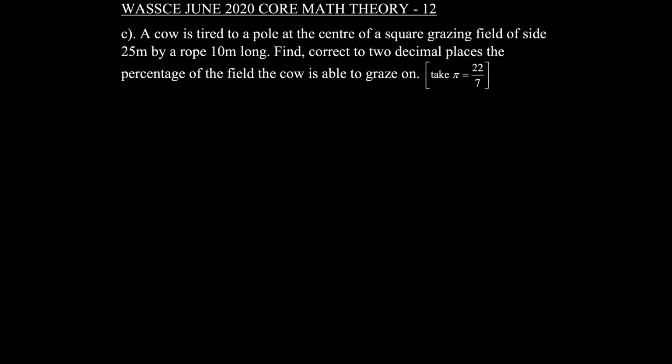So 12C: a cow is tied to a pole at the center of a square grazing field of side 25 meters by a rope 10 meters long. Find, correct to 2 decimal places, the percentage of the field the cow is able to graze on. Take pi to be 22/7. So let's begin with the solution for question 12C.